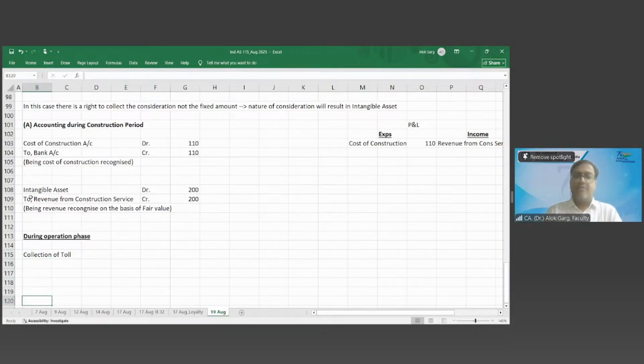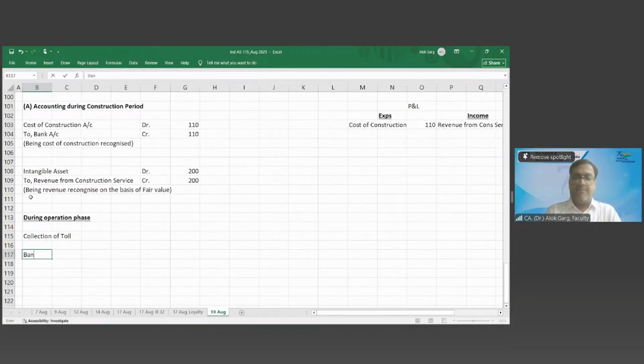What is the accounting entry for collection of toll? Bank account debit. Intangible asset will not be credited. Intangible asset has to be amortized.